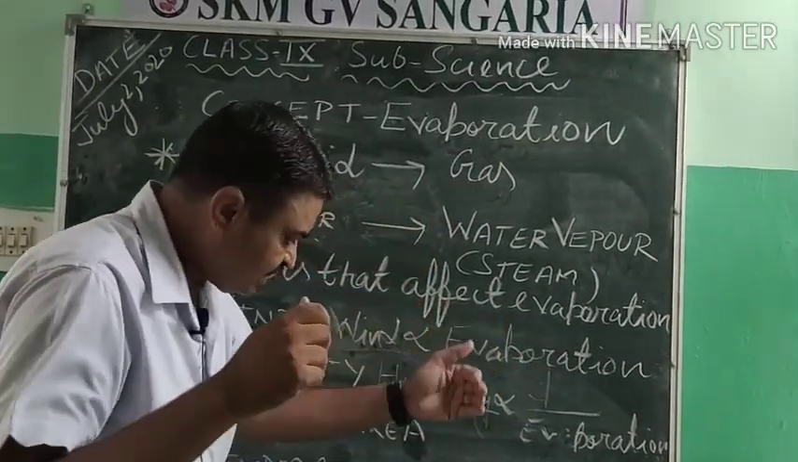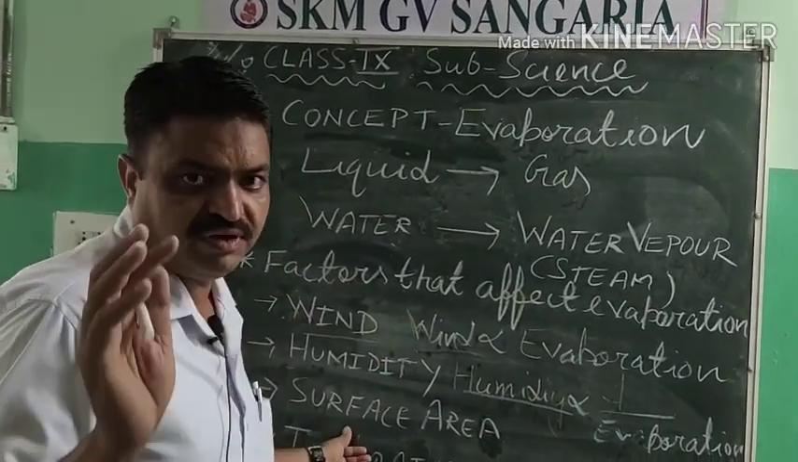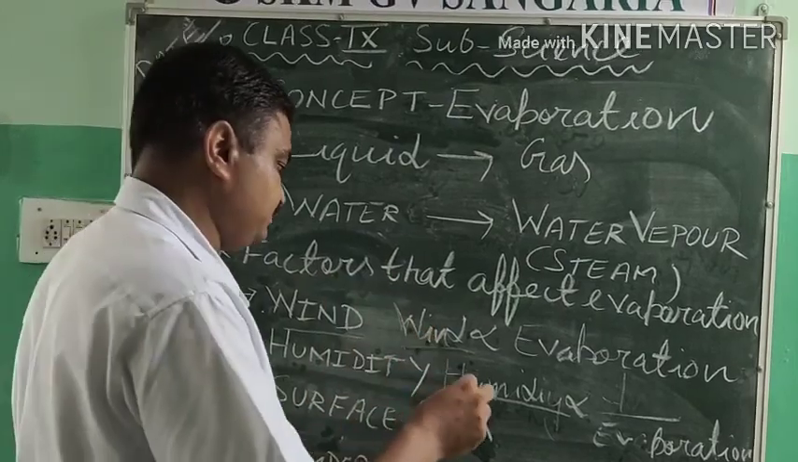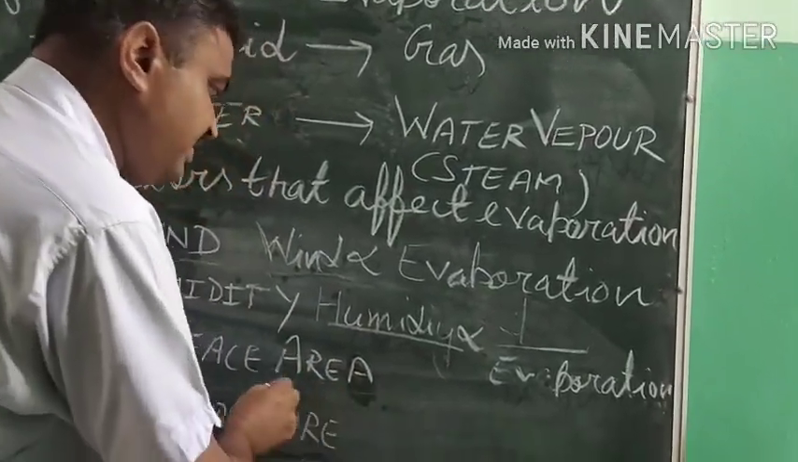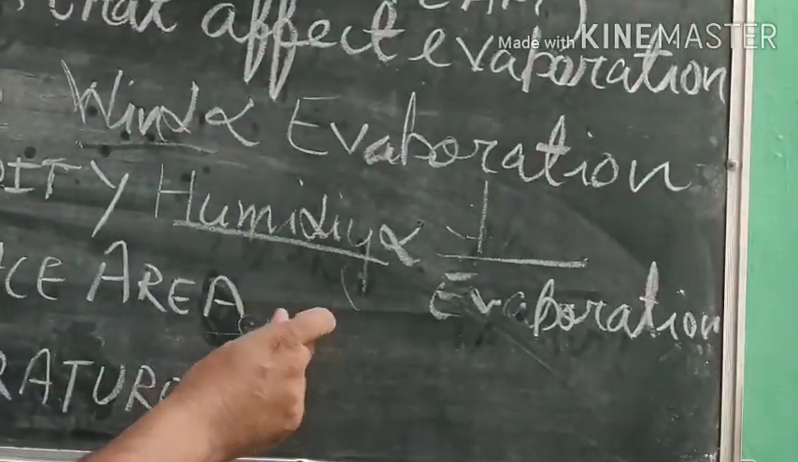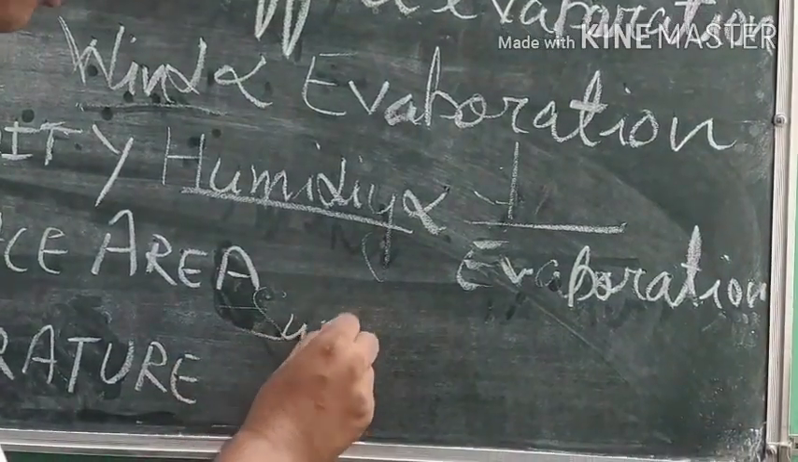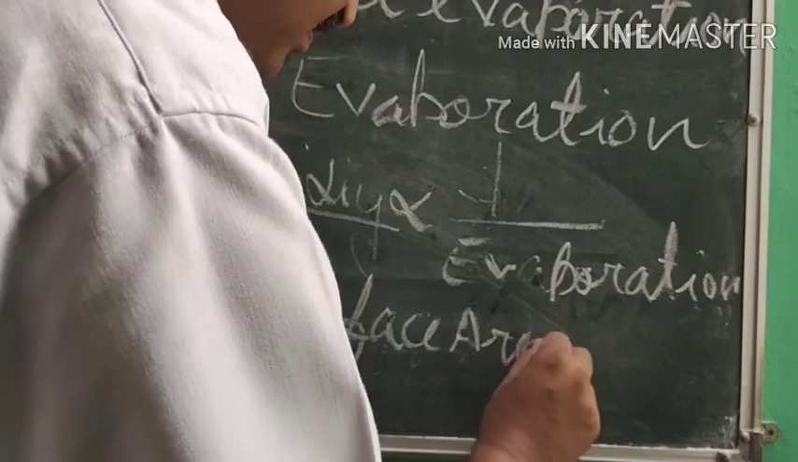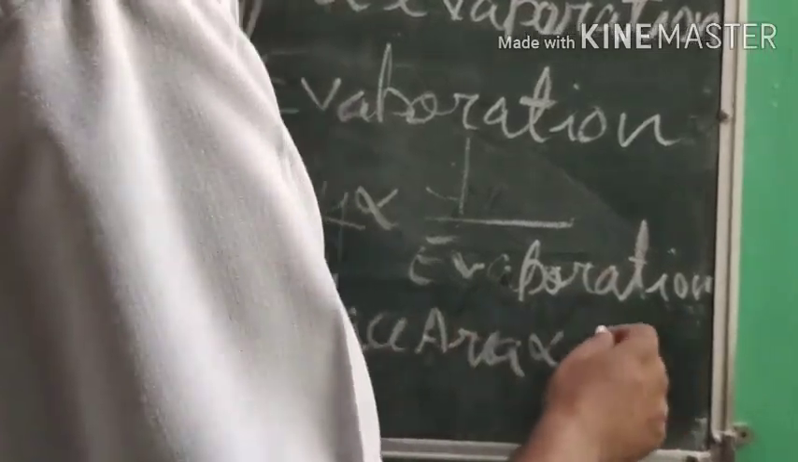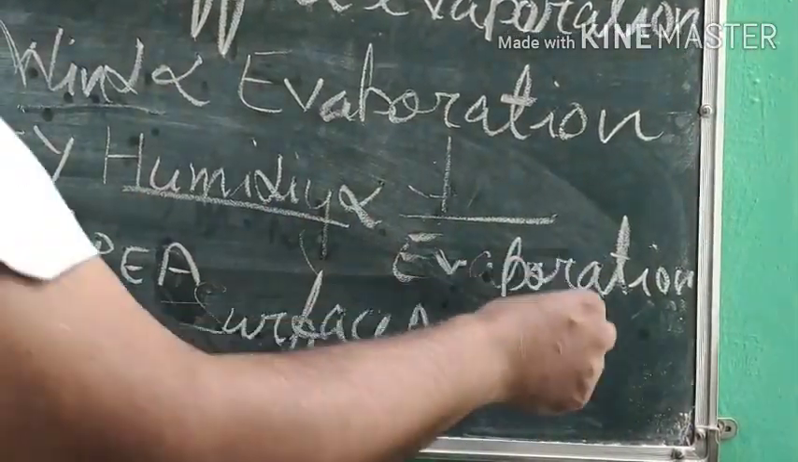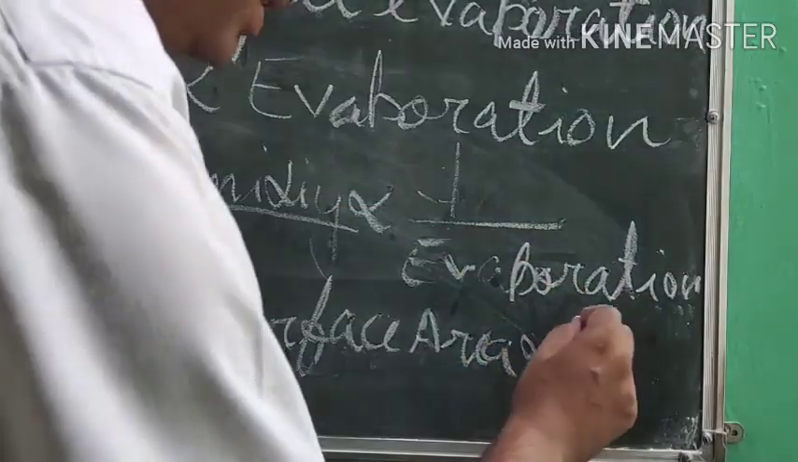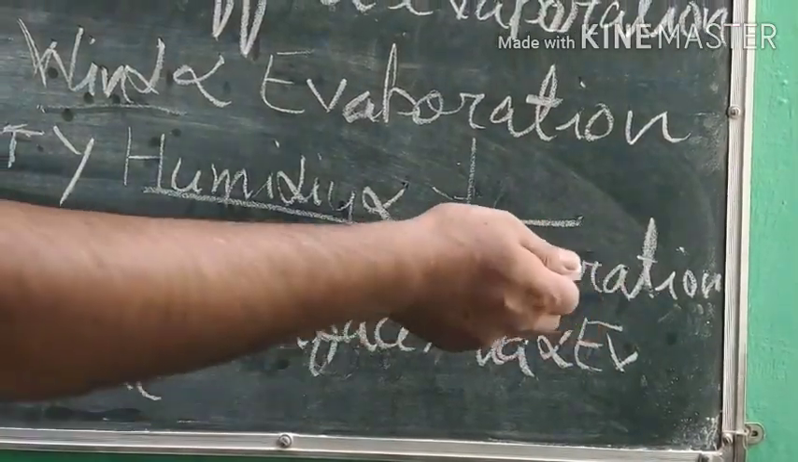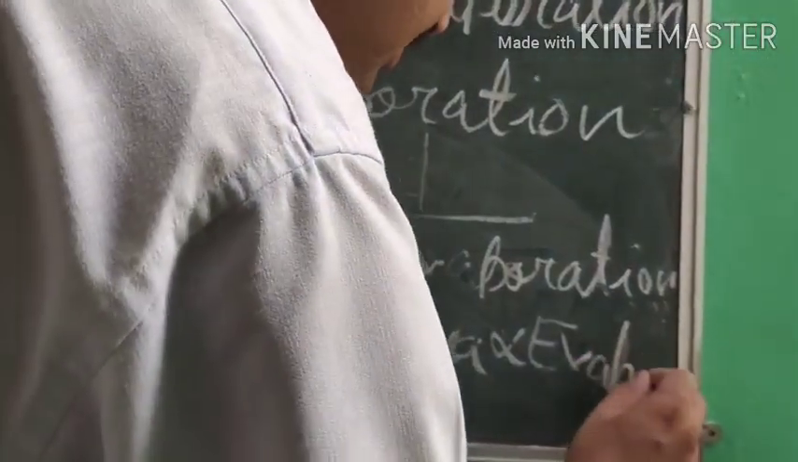After that, there is another factor on which evaporation depends, that is surface area. If we increase the surface area, then the speed of the evaporation is also increased. What does it mean? It means the surface area is directly proportional to evaporation.